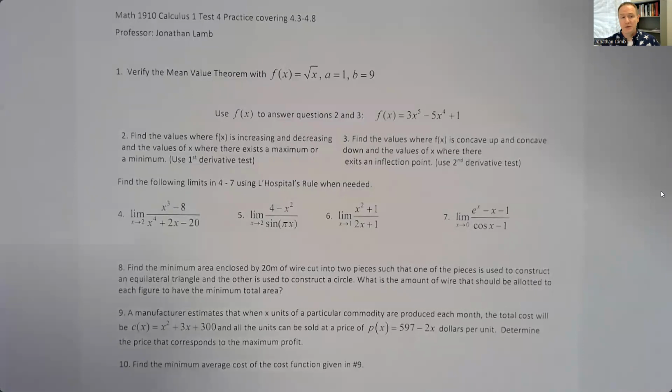The first question would come from section 4.3, the very first thing in this portion of material where we talked about the mean value theorem. I'm asking you to verify the mean value theorem for the function square root of x from 1 to 9. So remember, on the interval a, b, a is just your beginning point, b is your ending point.